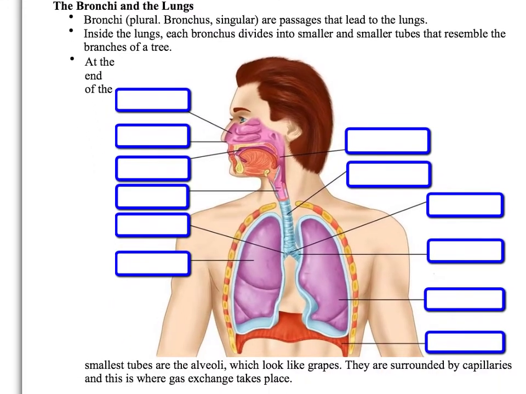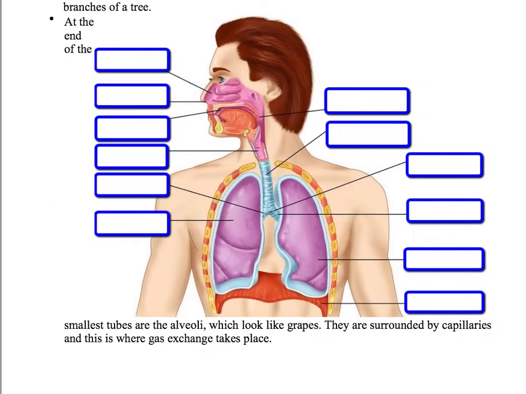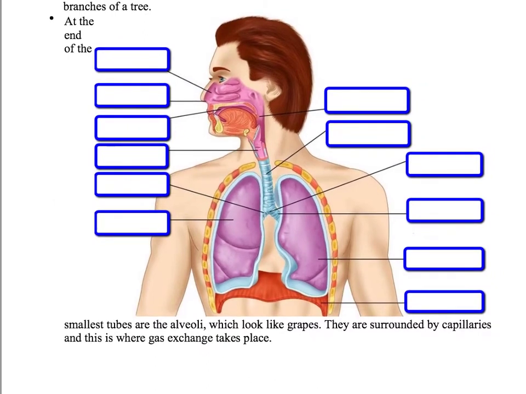So, if we look at our diagram, the trachea here will divide into the bronchus, or bronchi, and then they'll divide further, and we'll look at that in another diagram, until they become alveoli, which are like grapes. And that's where oxygen exchange, or gas exchange, takes place. We'll talk about that in a little bit. But let's fill out this diagram. You can use your textbook, although this is a little bit more detailed than your textbook, so you're responsible for this diagram.